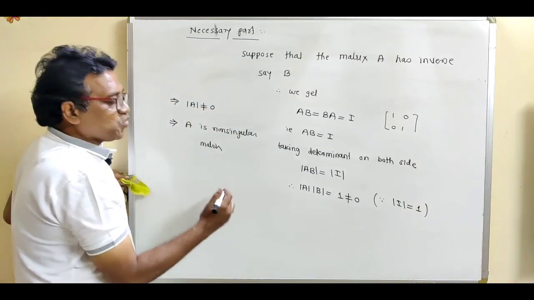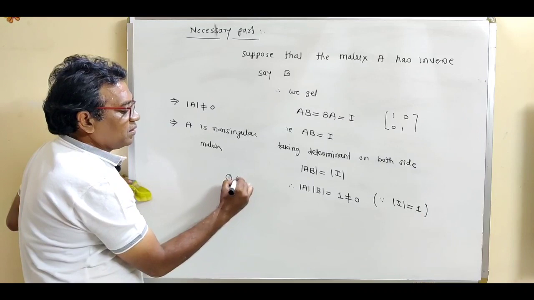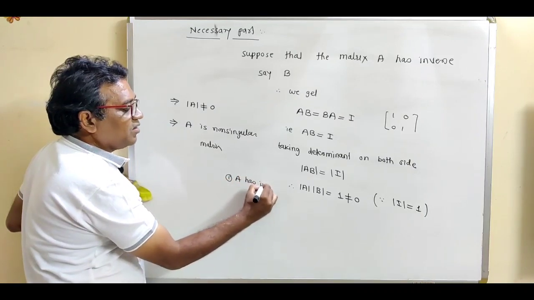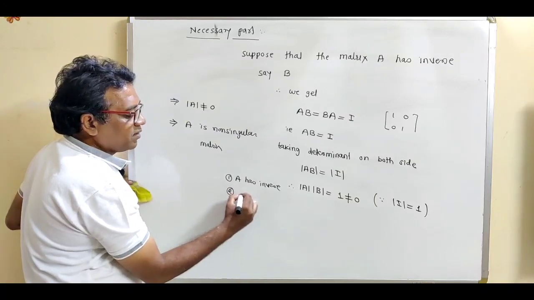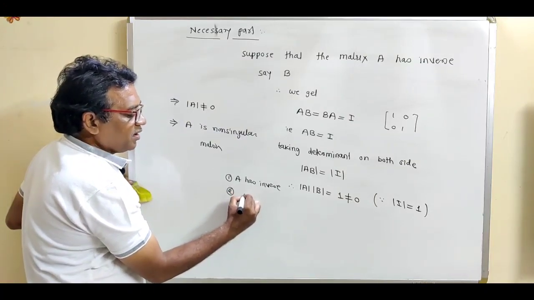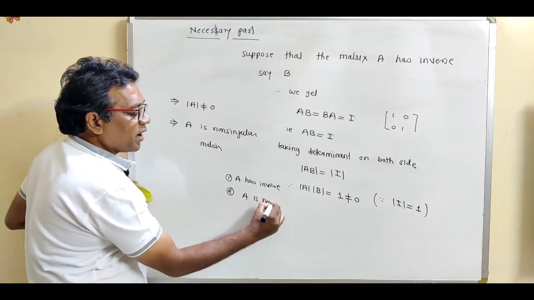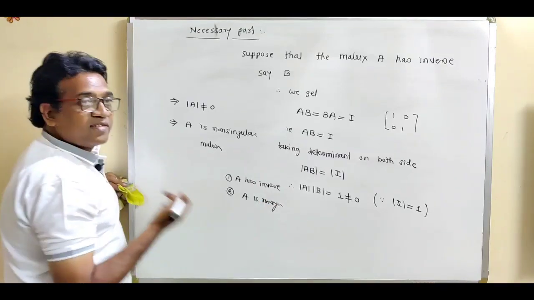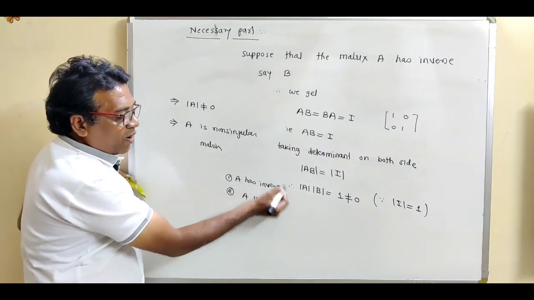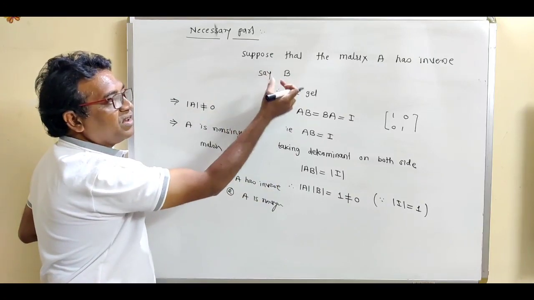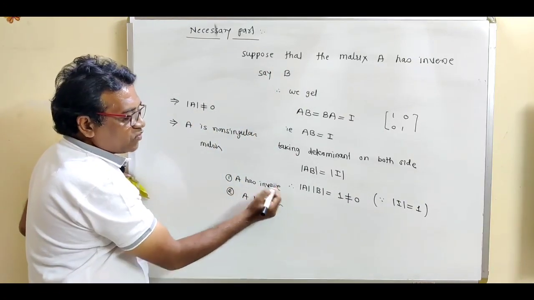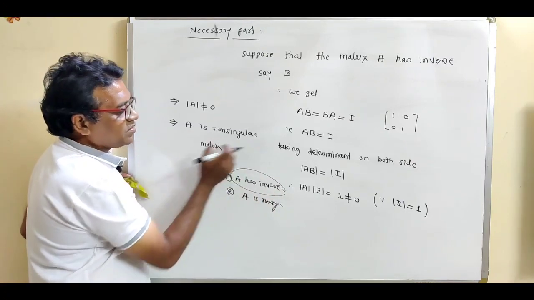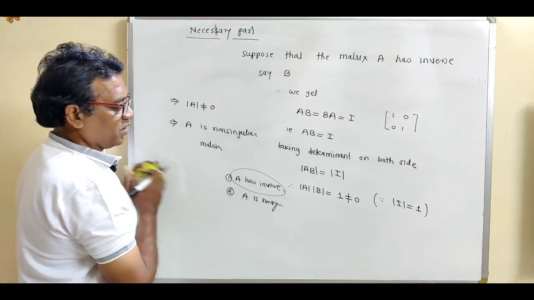This theorem contains two parts. What is the first part? The matrix A has inverse. This is the first part. And what is the second part? The matrix A, it is a non-singular matrix. So what is the necessary part? First of all, assume that the matrix A has inverse. Suppose consider the inverse as B, and using this condition prove that this matrix A is a non-singular matrix.